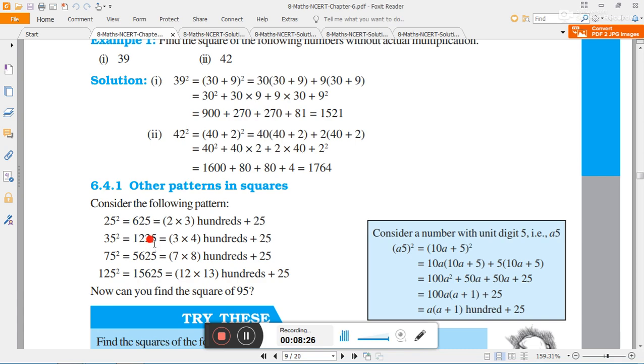1225. So this is a very easy method to calculate the square of a number whose unit digit is 5.